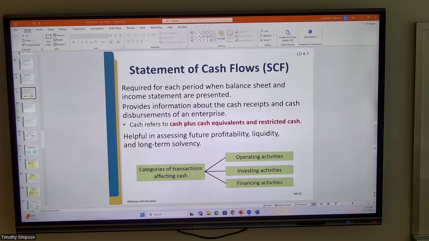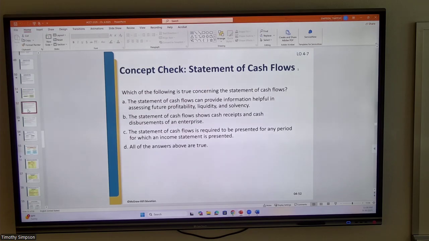So let's get into the statement of cash flows here. I keep losing my cursor. I think there we go. All right, a quick question. Which of the following is true concerning the statement of cash flows? A, the statement of cash flows can provide information helpful in assessing future profitability, liquidity, and solvency. B, the statement of cash flows shows cash receipts and cash disbursements. C, the statement of cash flows is required to be presented for any period for which an income statement is presented. Remember, it matches the income statement time period. All the answers are true, so the answer is D.